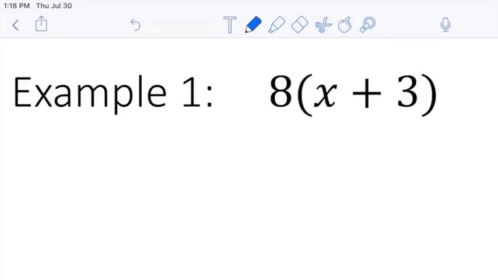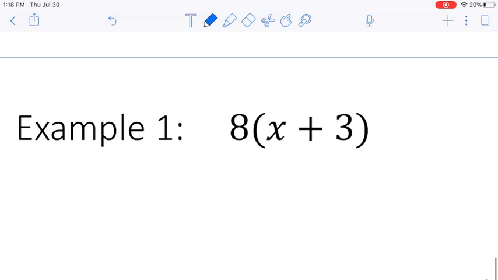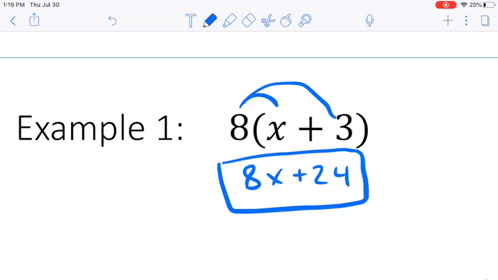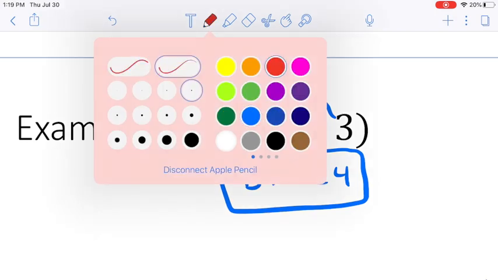So let's take a look at a few examples here. Let's start off with 8 times (x plus 3). The distributive property would say we take this 8 times the x to get an 8x. And we'll take this 8 times this 3 to get a 24, and we will add those together to get 8x plus 24. And that's it. That's all you got to do. Move on to example 2.